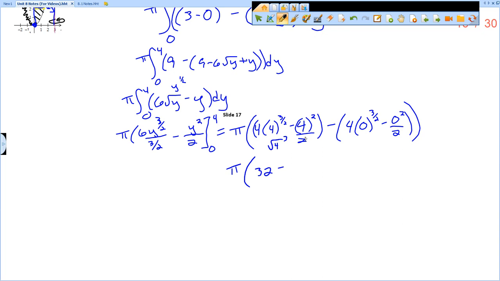Minus 4 squared, 16, divided by 2 is 8, right? Then I have minus, well, 4 times 0 to 3 halves is 0, minus 0 squared. So that's all just 0. So 32 minus 8 times pi. So I have 24 pi, right?